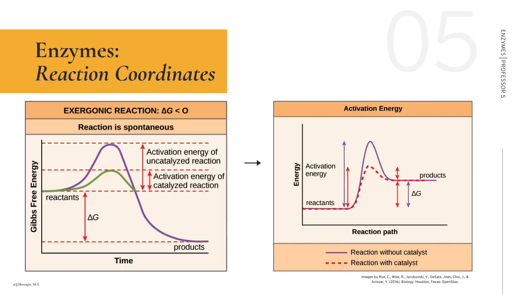Here are general reaction coordinates for an exergonic reaction and an endergonic reaction with and without enzyme catalysts. The exergonic reaction on the left looks just like the sucrase reaction we just saw. The delta G here will be negative, and so it is spontaneous and exergonic. The enzyme catalyst lowers the activation energy, which will speed up this reaction.